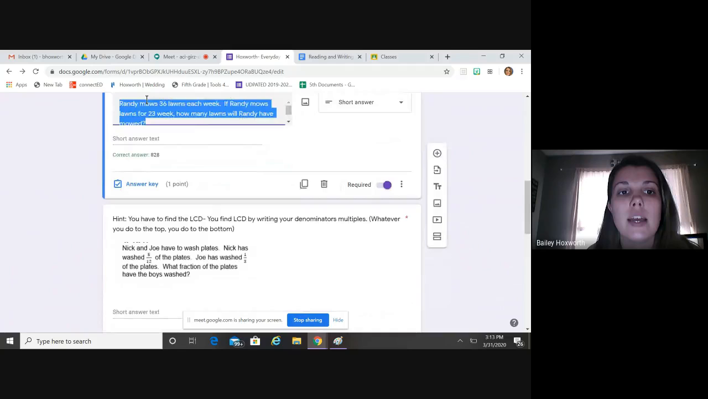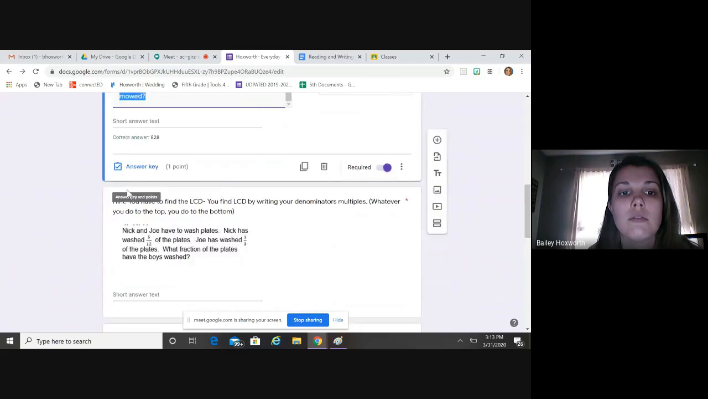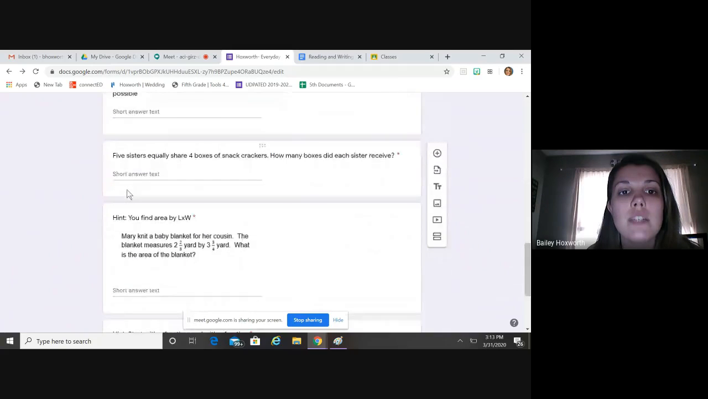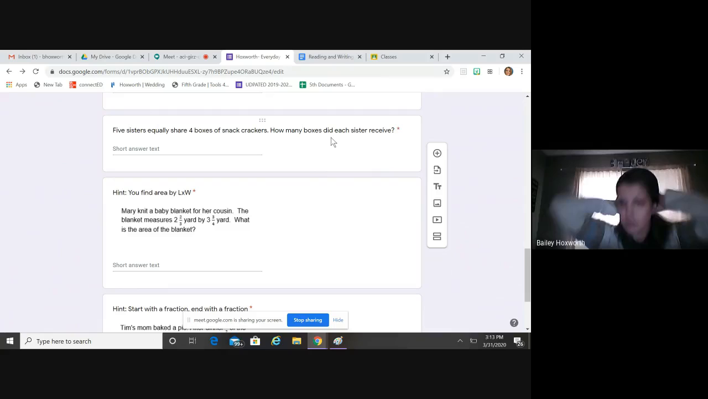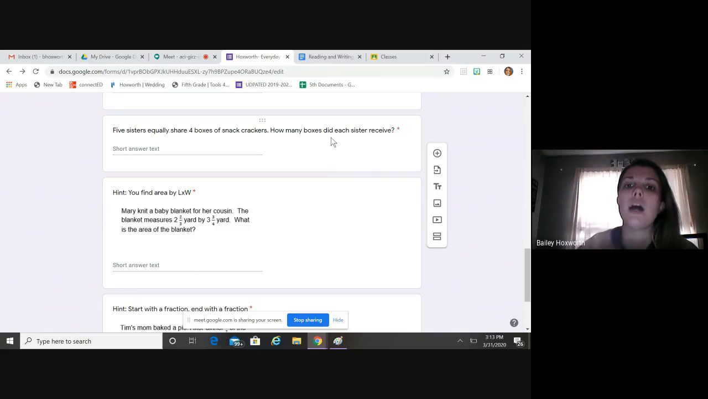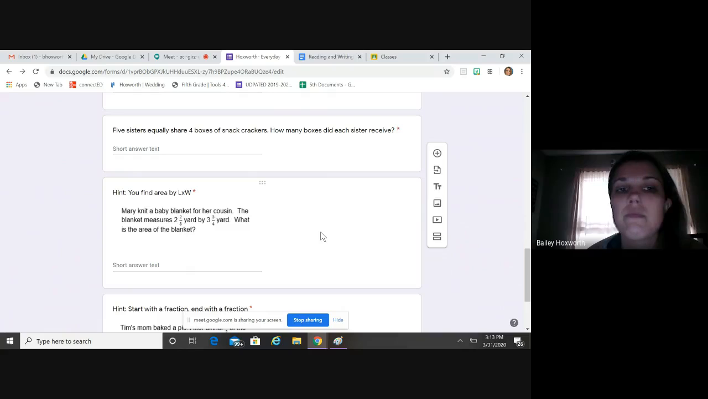All righty, next one. 5 sisters equally share means divide, 4 boxes of snack crackers. How many boxes did each sister receive? Remember, what's being separated goes on top. How many boxes or how many groups is on the bottom? So what's being shared up top? How many groups on the bottom?